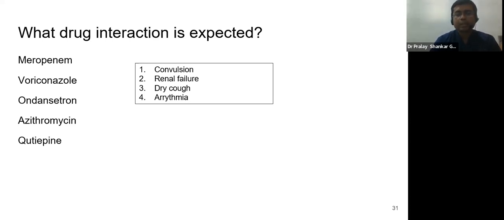So whenever you are going through drug charts, you also need to look at the possible interactions or side effects if you are prescribing multiple drugs. So I feel this is important for all of you. So you are prescribing meropenem, voriconazole, ondansetron, azithromycin, and quetiapine. What drug interaction are you expecting? May I expect some answers, like which one? 1, 2, 3, 4: convulsion, renal failure, dry cough, and arrhythmia. Which one?